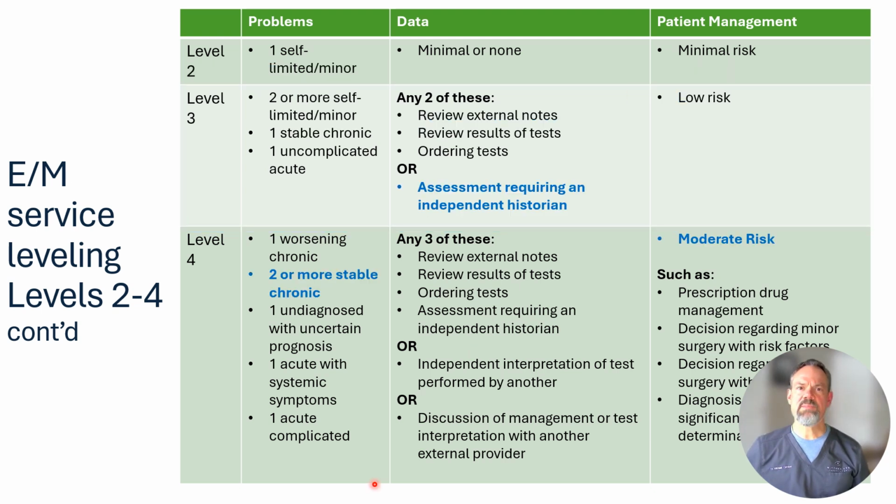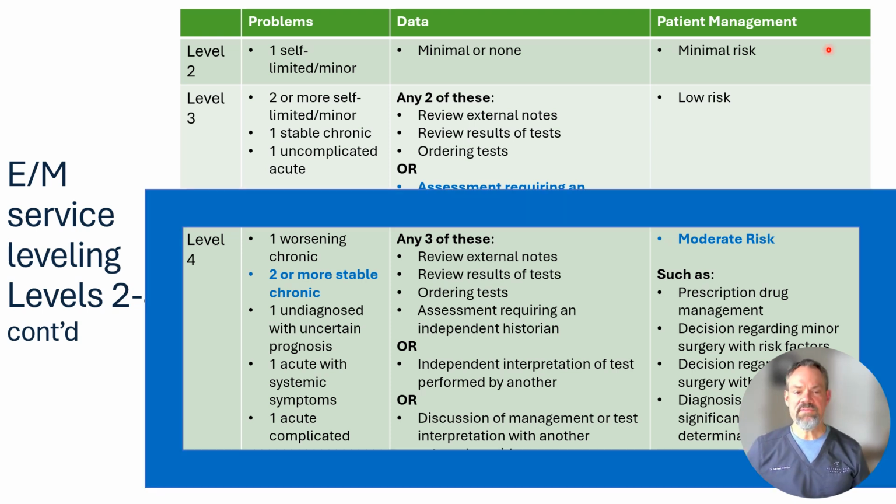And in this example, we meet a level 4 criteria here, we meet a level 3 criteria here, and a level 4 criteria here. So which one do we bill? Well, what we've achieved is 2 out of 3, so we are able to bill a level 4.